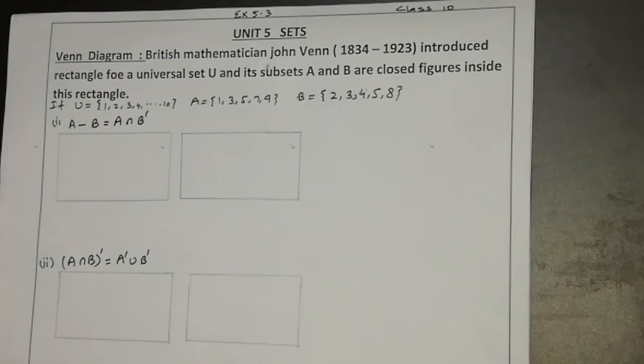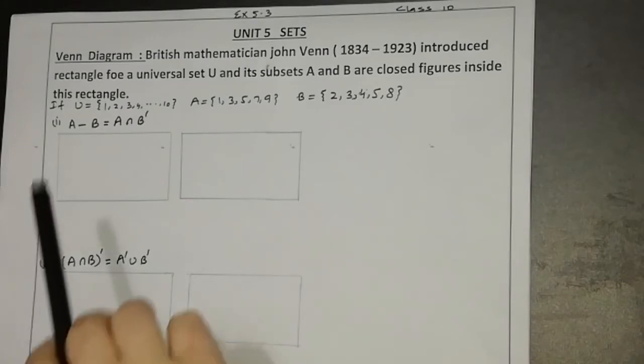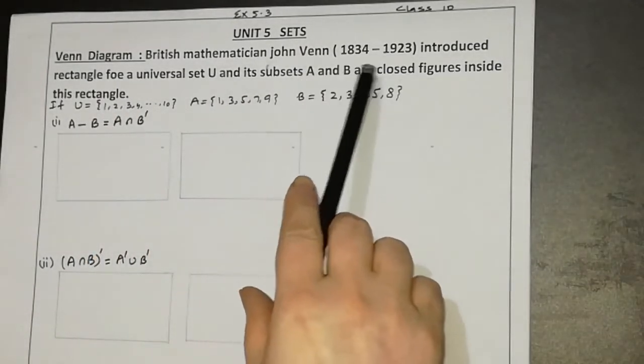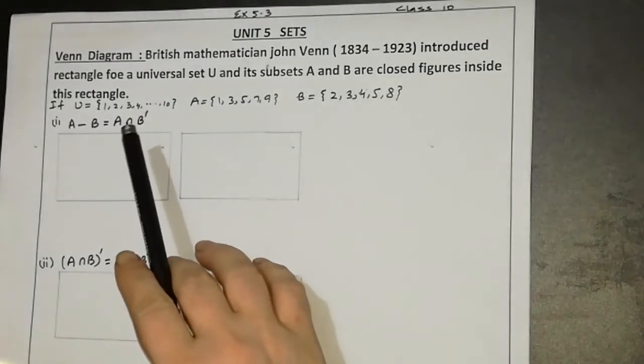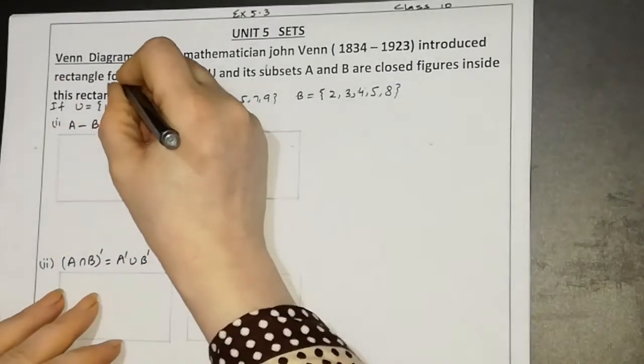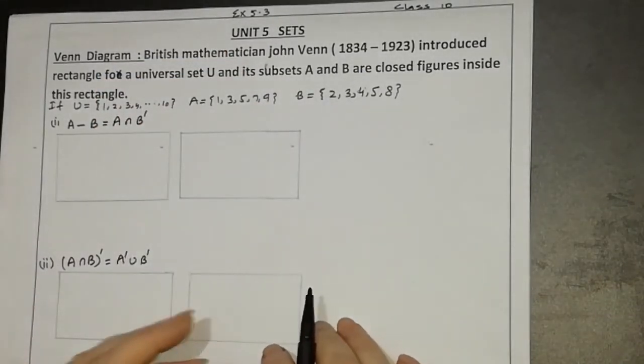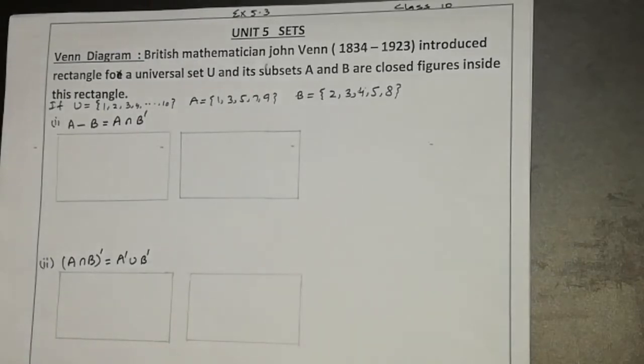You have already learned about the definition of sets and their properties. Now today's topic is the Venn diagram. The British mathematician John Venn (1834 to 1923) introduced a rectangle for a universal set U, with its subsets A and B as closed figures inside this rectangle. The whole universal set is denoted by U, and A and B are closed figures inside as subsets of the universal set. So let's have a look.